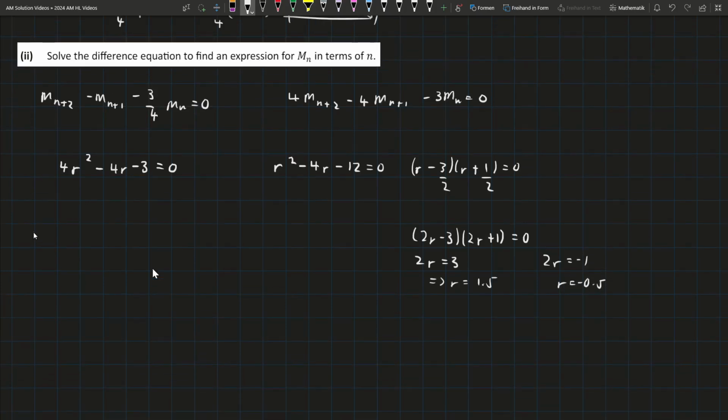So there are our roots, therefore our solution will be alpha, some number, times the first root to the n, plus another number, beta, times the second root to the power of n. Make sure that minus is also to the power, because that will alternate between even and odd powers.